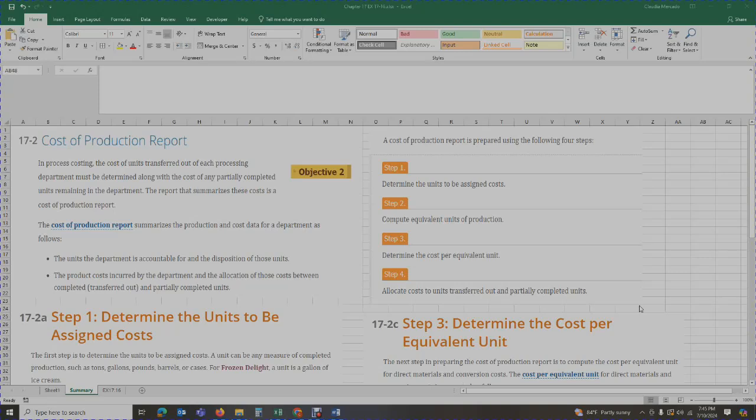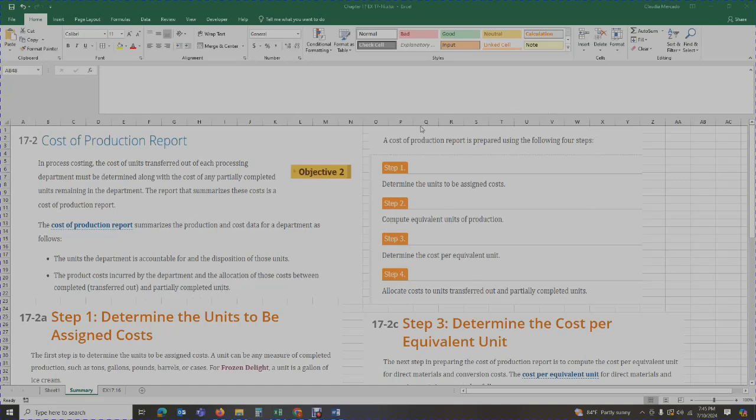The cost of production report summarizes the production and the cost data for a department as follows: the units the department is accountable for and the disposition of those units, and the product costs incurred by the department and the allocation of those costs between completed, transferred out, and partially completed units.